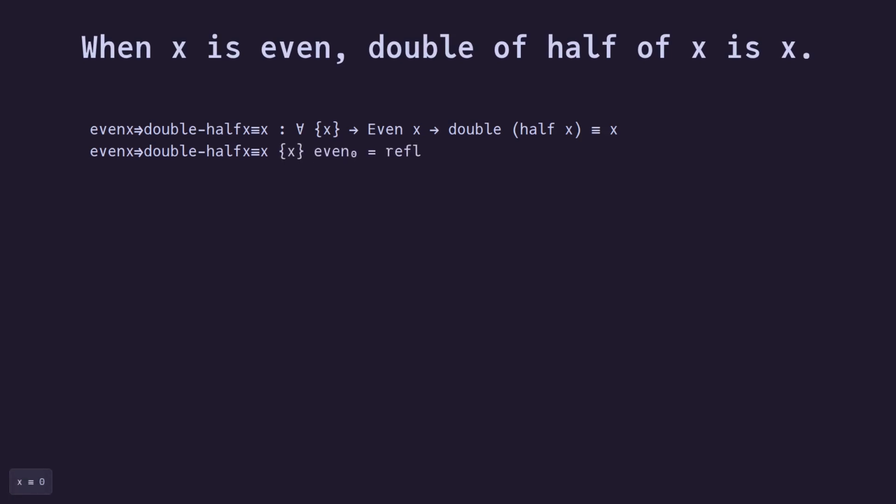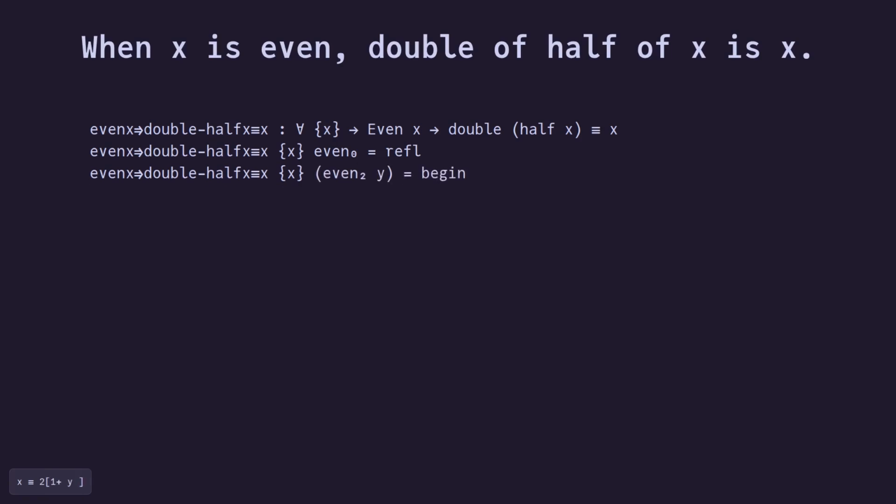So the witness can be either of the form even 0 or even 2. When it is of the form even 0, we know x is equal to 0. In such a case, Agda will automatically figure out that double of half of 0 is 0. So refl is enough here.